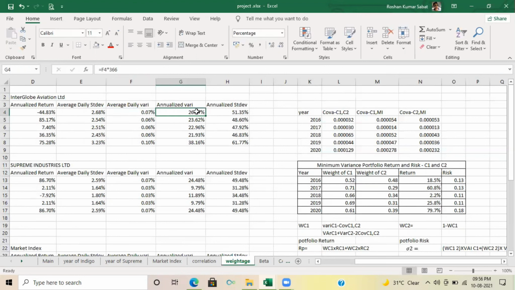Annual variance is nothing but the square of the standard deviation, because standard deviation is the square root of variance. That's why you just have to multiply the standard deviation, or there is one more process which I can tell you now.